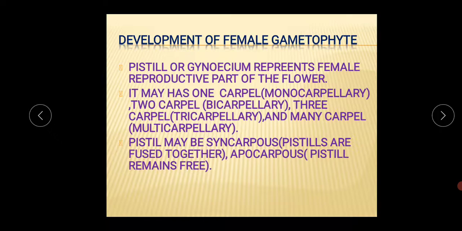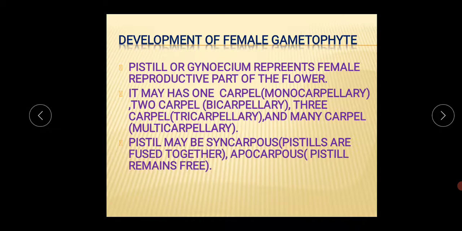So this is called monocarpellary. Which has two carpels, it's called bicarpellary. Which has three carpels, it's called tricarpellary. And which has many carpels, that's called multicarpellary. So this is the carpel system, all based on the number of carpels.